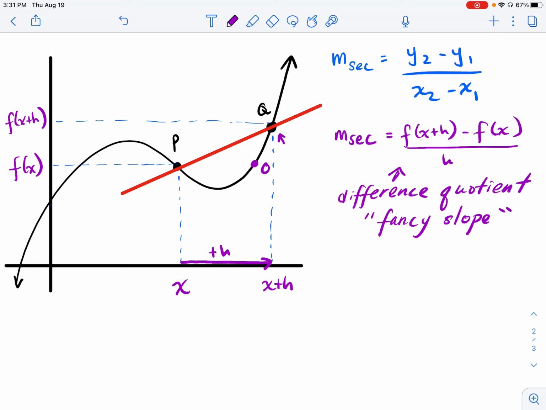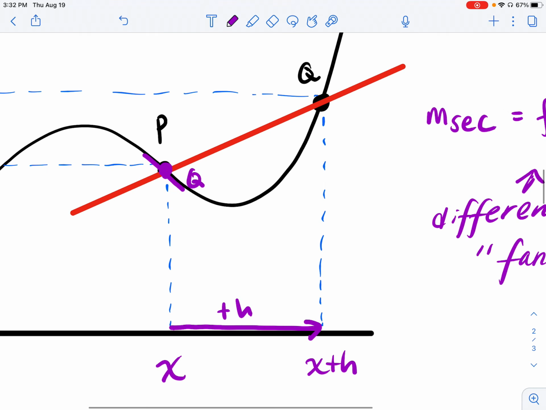So it's not too confusing, I'll remove those. But as h gets very, very close to 0, this point Q is effectively going to be on the same point as P, in which case this secant line will now be a tangent line. And actually, let's just draw it this way and see if I can do this.